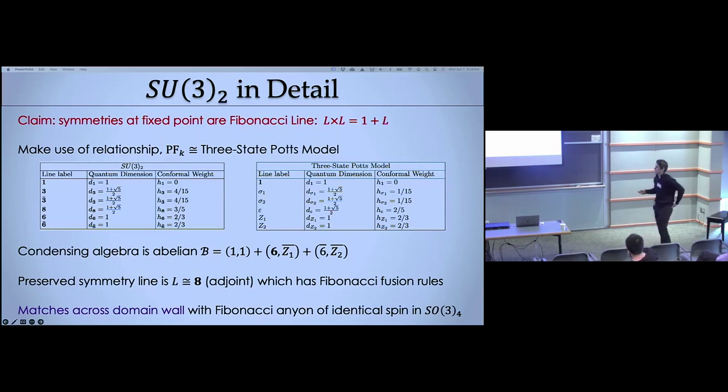And the nice thing about this example is that the condensing algebra is abelian. So here is the thing that you condense to investigate the transition to the Higgs phase. And so the 6 is our matter scalar. So there you see the identification of Higgsing with anyon condensation. And it pairs up with a friend Z in the 3-state Potts model to cancel its spin. And what you can check is that the preserved symmetry line L is the 8, the adjoint, which indeed has Fibonacci fusion rules. And this matches across the domain wall with the Fibonacci anyon of identical spin in SO(3) level 4.